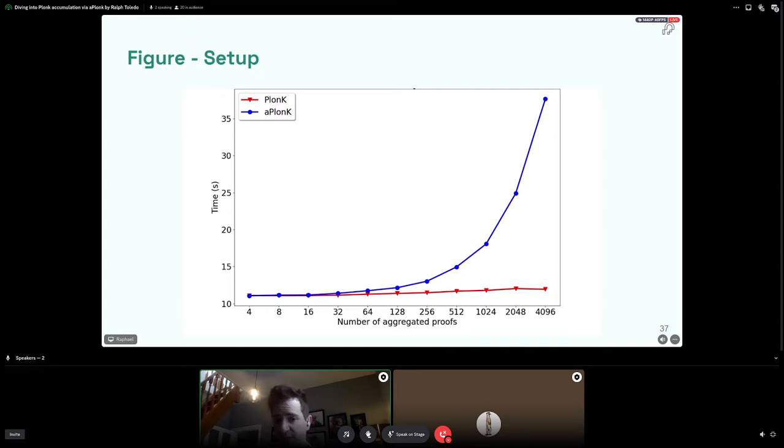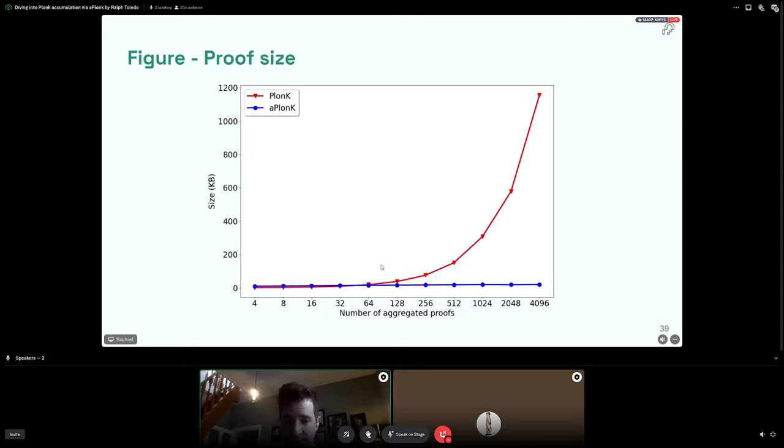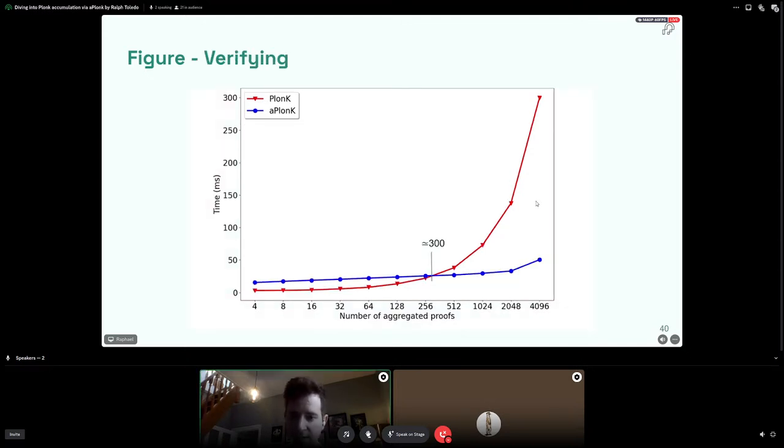So the setup is very expensive, just because we have to create a new setup for the Plonk proof for the meta verification. The proving time is slightly more expensive than doing all of the Plonk proofs in parallel, and that is because we have the meta verification proofs. The proof size is, as you can see, sublinear, which is one of the very important outcomes. And the verification also is. We can see that for about 300 proofs, aggregating 300 proofs, the verification time is faster with aPlonk than for the verifications of many Plonks.